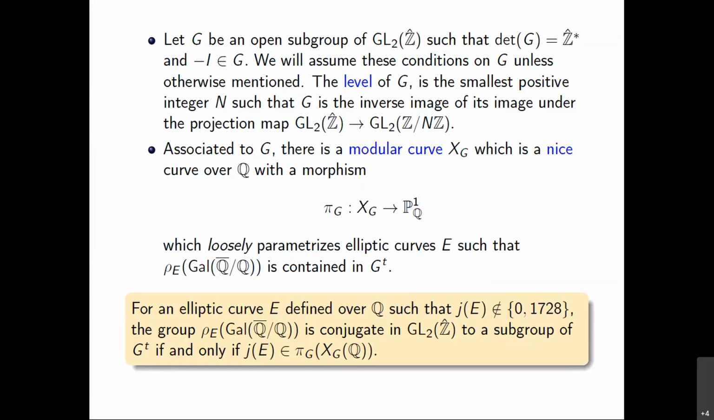And as I said, X_G parameterizes elliptic curves such that the image of ρ_E is contained in G, loosely speaking. And to quantify what loosely means, I mean that if you have an elliptic curve over Q such that its j-invariant is not 0 or 1728, then the image of ρ_E is conjugate to a subgroup of G if and only if its j-invariant lies in the image of this map π_G.